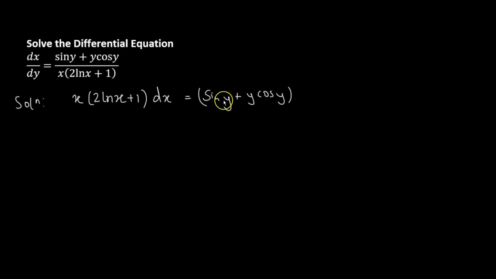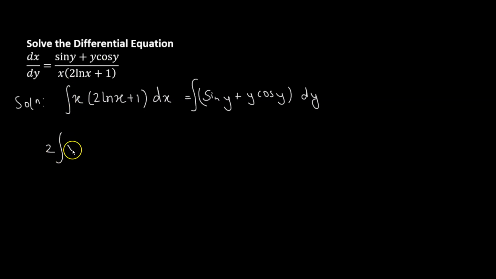Let us solve this differential equation. We begin by separating the differentials. For that we will be cross multiplying. We'll have x times 2 natural log of x plus 1 multiplied to dx equals sine y plus y times cosine of y multiplied to dy. Clearly we can see here that the coefficient of dx is a function of x and the coefficient of dy is purely a function of y. So that means that we have variable separation. Now we can integrate both sides.